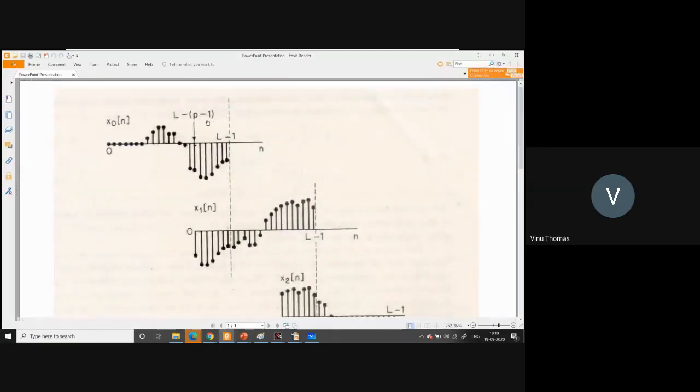Okay, so what we'll do is an L point circular convolution of each of these blocks X0 of n with H of n. So X0 of n is circularly convolved with H of n. H of n had a length equal to P, and L is greater than P. So you have to put L minus P zeros at the end and make the length of the filter also equal to L, and then do an L point circular convolution. That will give you L samples in the output sequence.